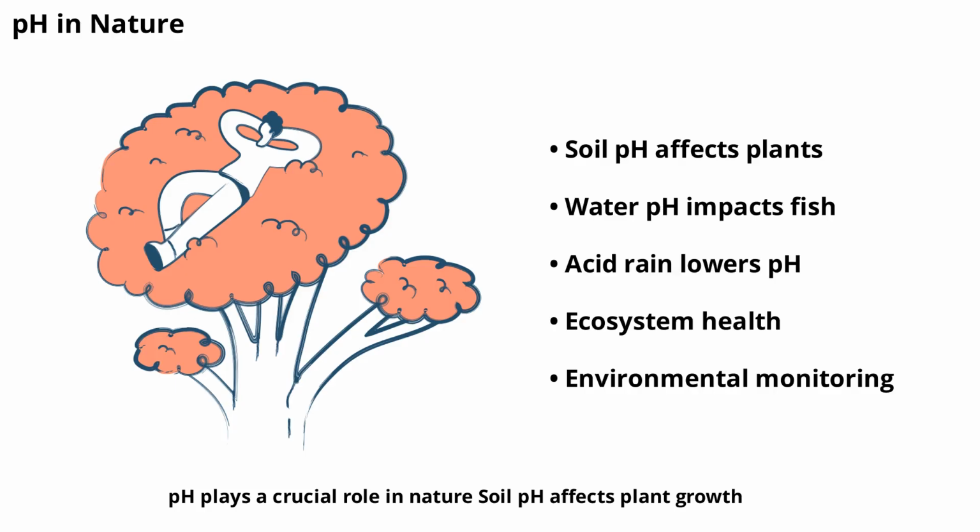pH plays a crucial role in nature. Soil pH affects plant growth, while the pH of lakes and rivers impacts aquatic life. Acid rain, caused by pollution, can lower the pH of water bodies, harming fish and plants. Monitoring and managing pH in the environment is essential for maintaining healthy ecosystems.